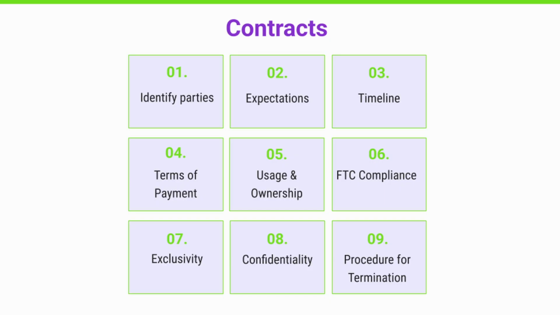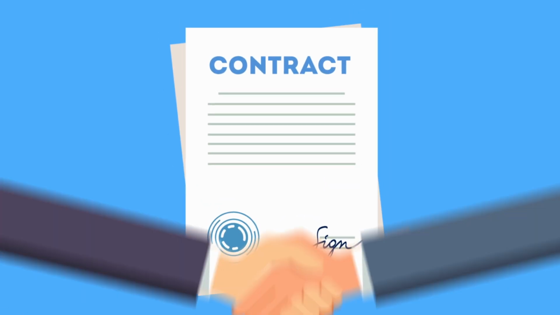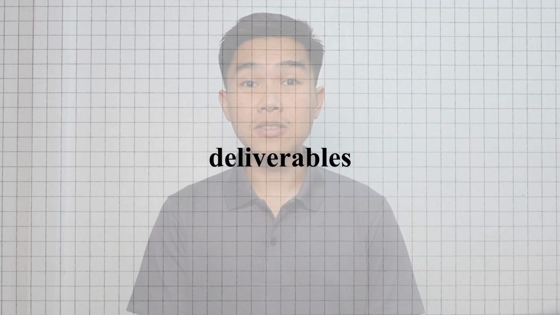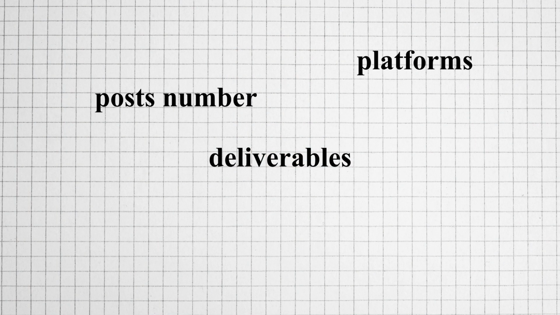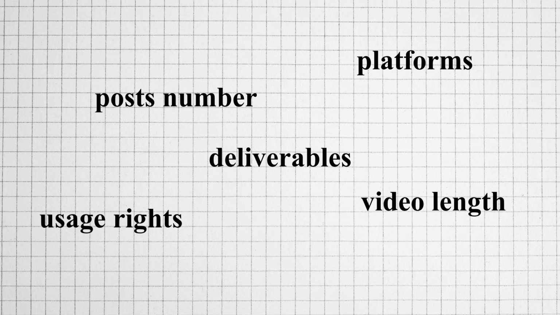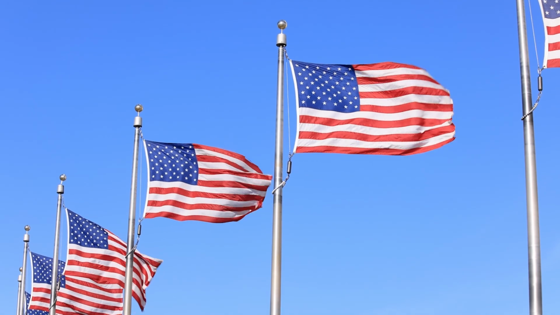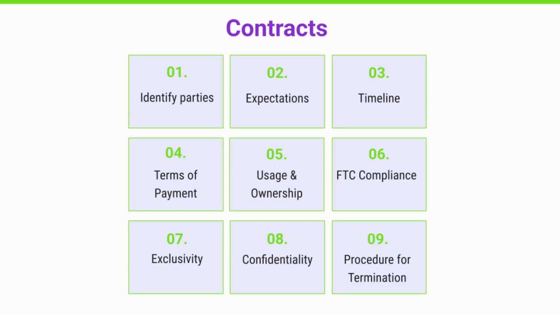First up, contracts. While working with influencers is about building relationships, it's also a business partnership. And just like any good partnership, a clear agreement is essential. A contract isn't there to create obstacles. It's there to protect both you and the influencer by setting clear expectations. It outlines crucial details like what the deliverables are: how many posts, what platforms, video length; the agreement on content usage rights, can you repurpose their content; the payment structure, when and how they'll be paid; and the timeline for content submission and publication.